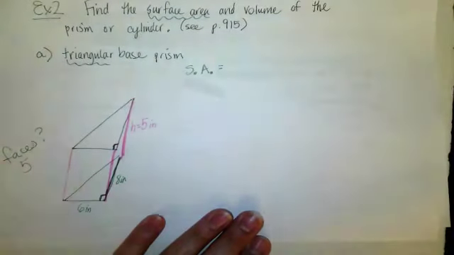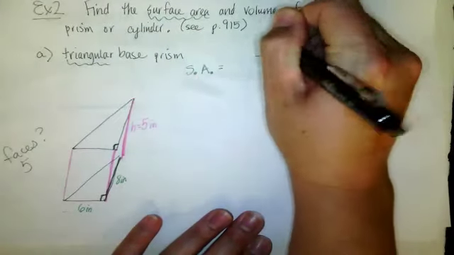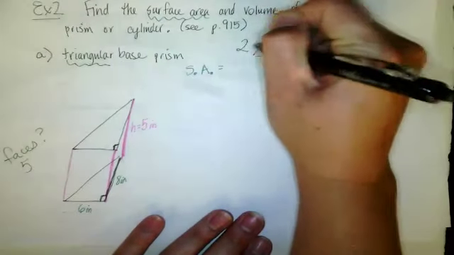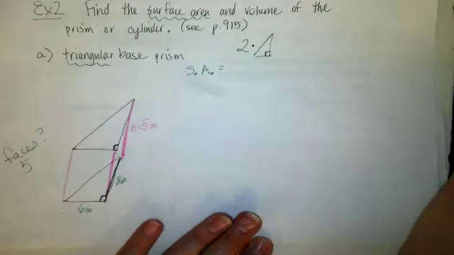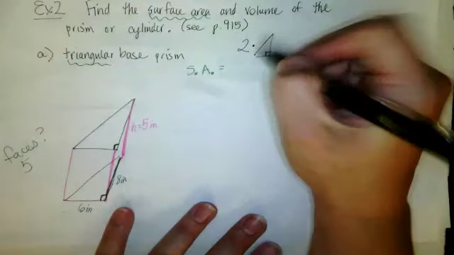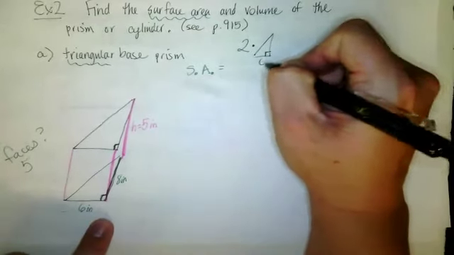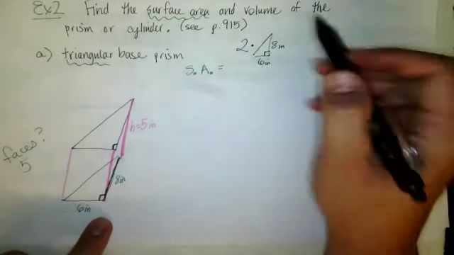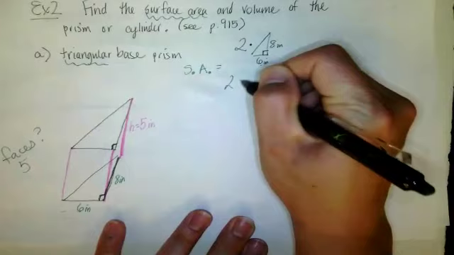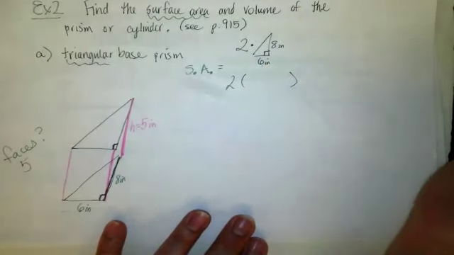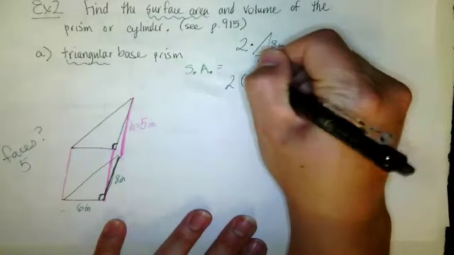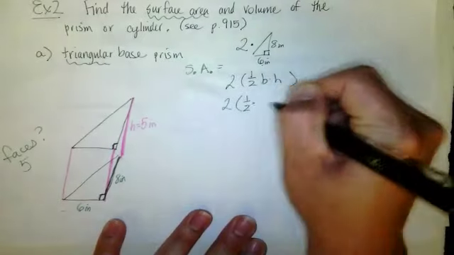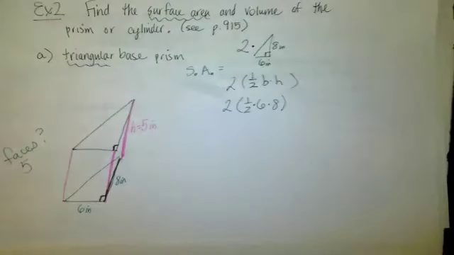So first of all, I have a couple of triangles. How many of these triangles do I have? 2. Sure, top and a bottom. So I'm going to do 2 times the area of the triangle. My triangle has a base of 6 inches and a height of 8 inches. How do I find the area of a triangle? What's the formula for area of a triangle? 1/2 base times height. Very good. So in this case, we would do 1/2 base of 6 and a height of 8.